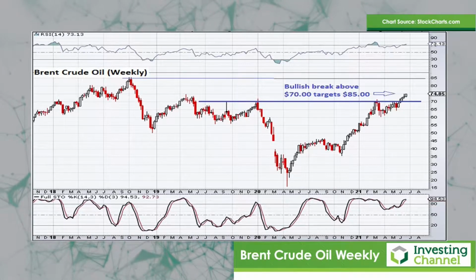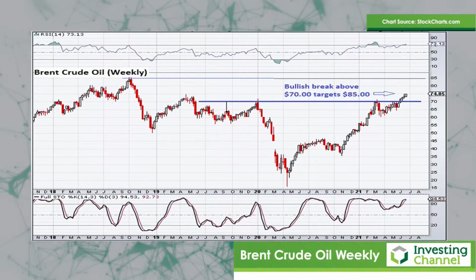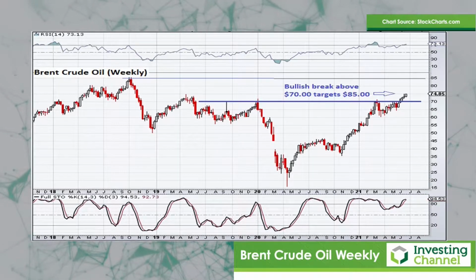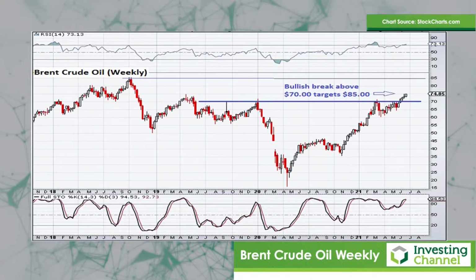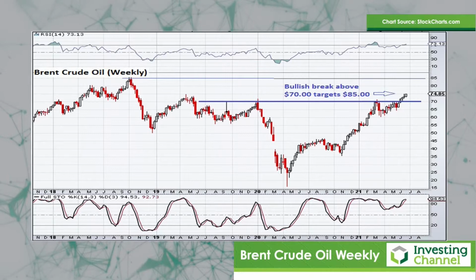So whilst above $70 per barrel, I think we've got to give the buyers the upside or the benefit of the doubt here. And any dips down towards $70 per barrel probably look to be buying opportunities on the price of Brent crude oil. That's all I've got for you this week.